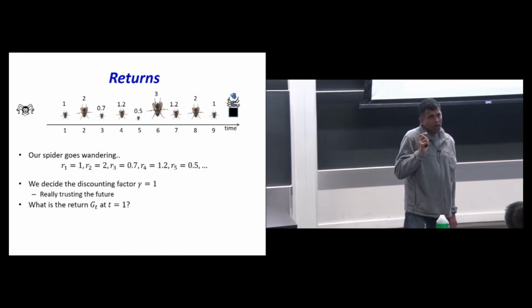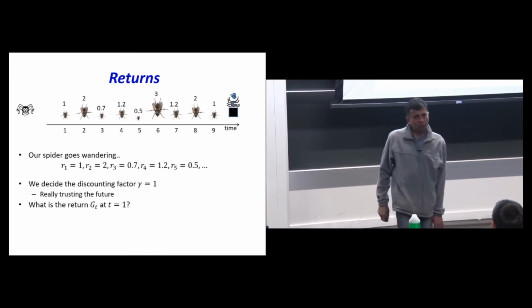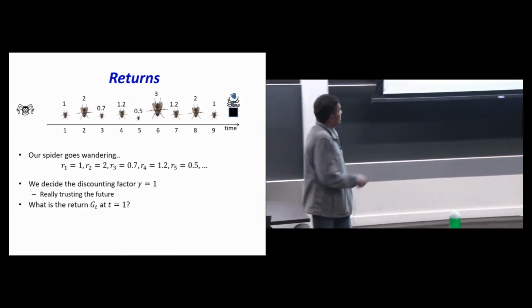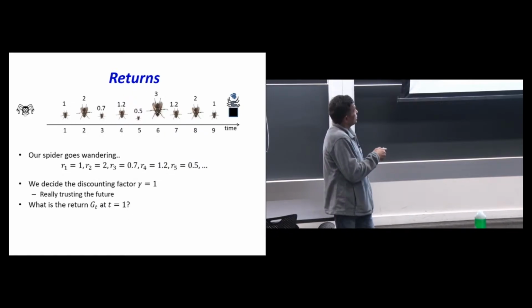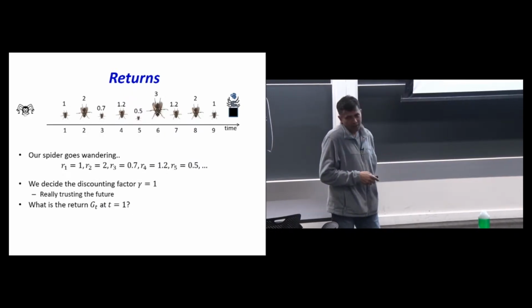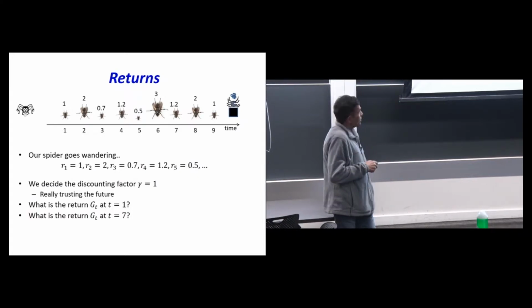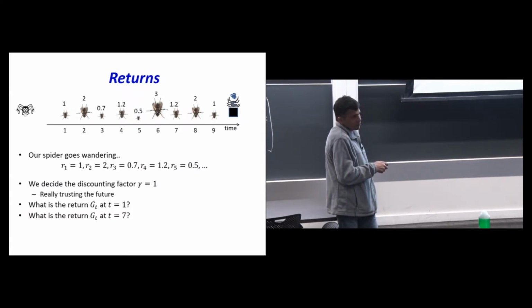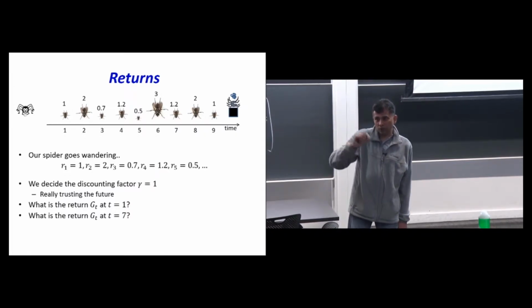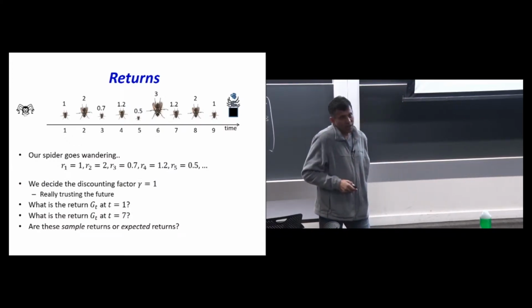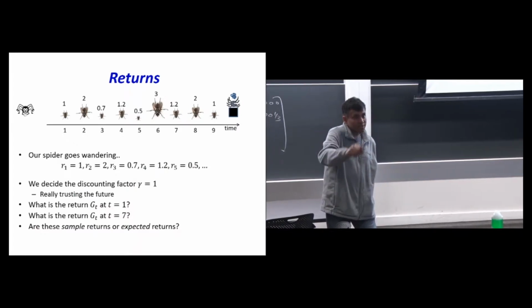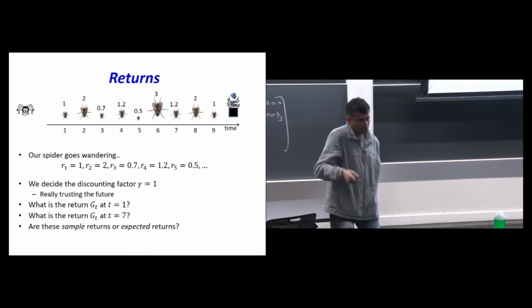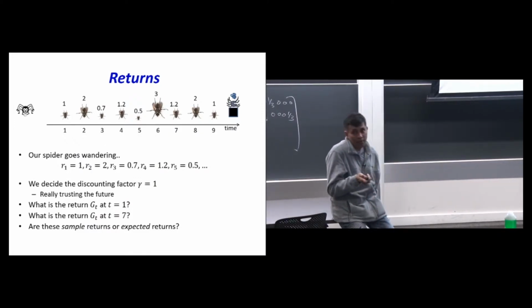Now, let's say I use a discounting factor of 1. What is the return at time t equals 1? It's just going to be the summation of all of these things which made him die, right? But suppose I use, what is the return at t equals 7? That's going to be these 3, right? Everything that happens in the future from t equals 7, sum of all of those rewards. Now these are all sample returns, right? Because it's a single sample that you're computing things over. It's not an expectation, right? These are all sample rewards and sample returns.